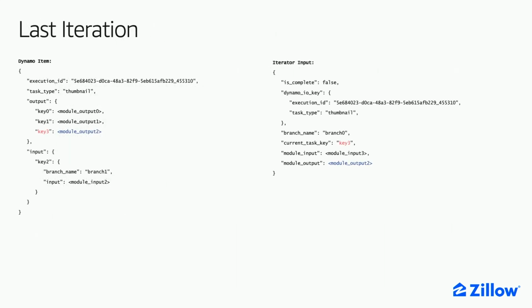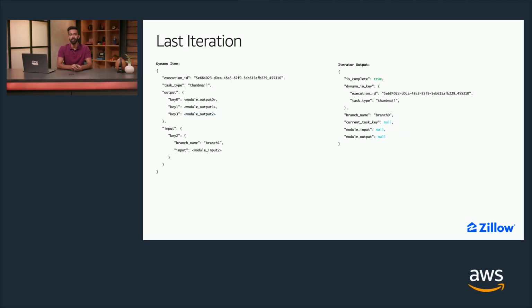So on the last iteration of the iterator, we write out our input and see that there are no more unclaimed inputs for this branch to pick up. In this case, we set isComplete to true to indicate to our choice state that this branch is complete.